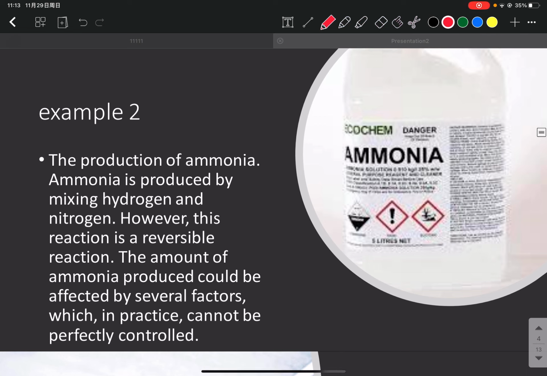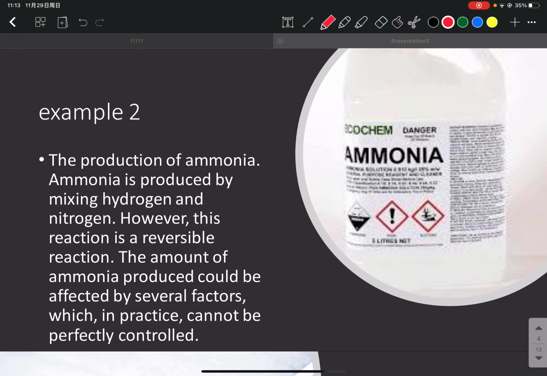The next example is the production of ammonia. Ammonia is produced by mixing hydrogen and nitrogen. However, this reaction is a reversible reaction. The amount of ammonia produced could be affected by several factors, which in practice cannot be perfectly controlled.